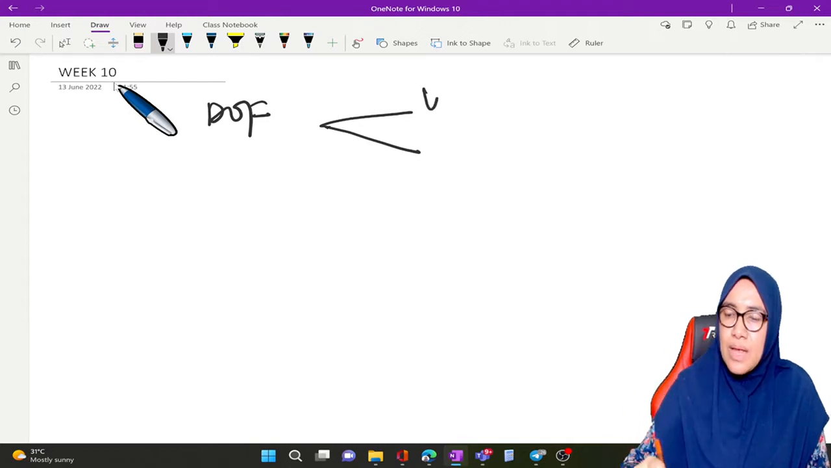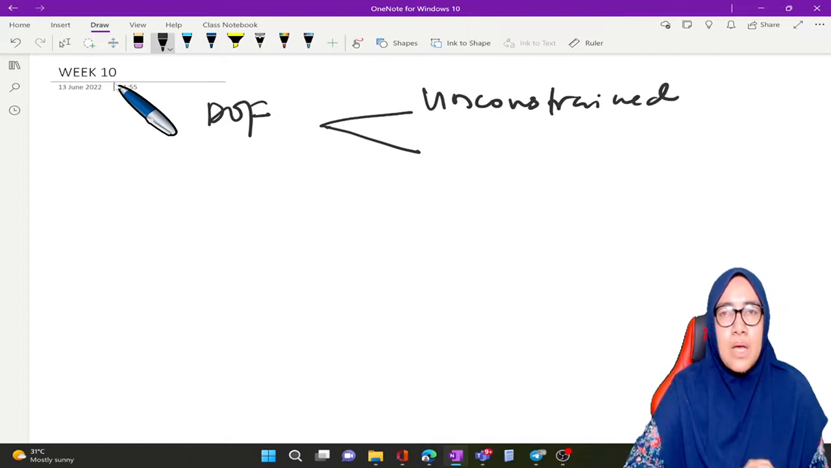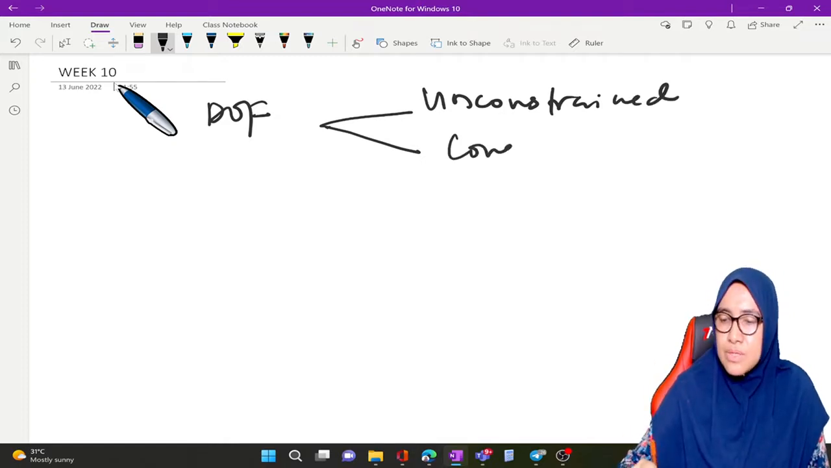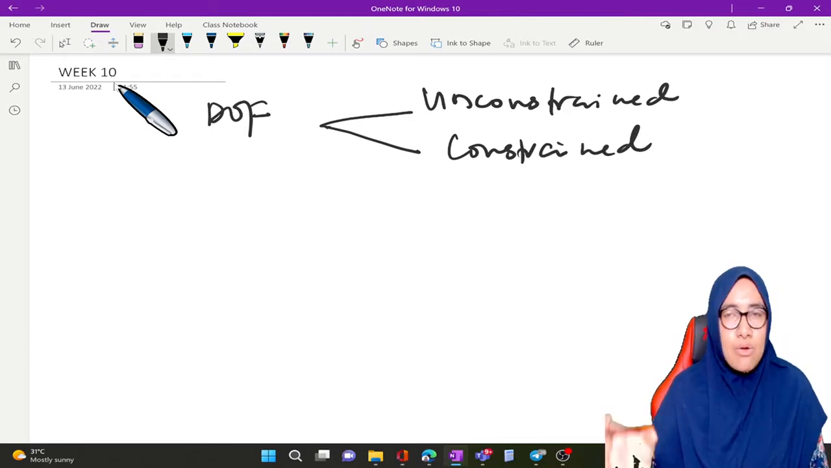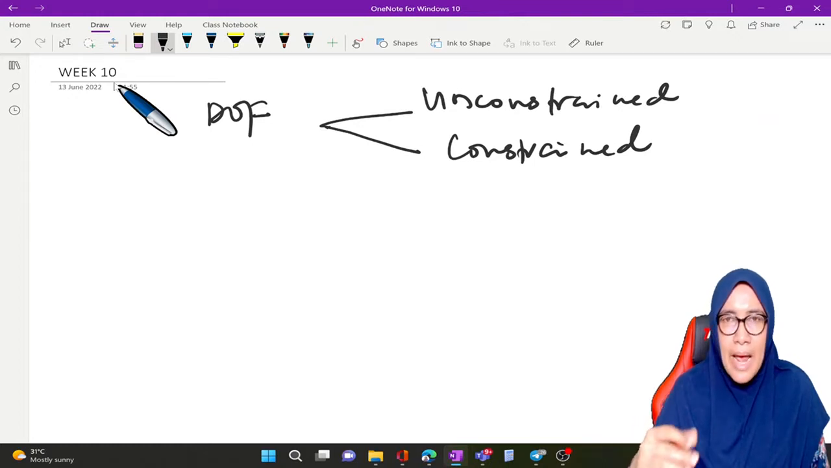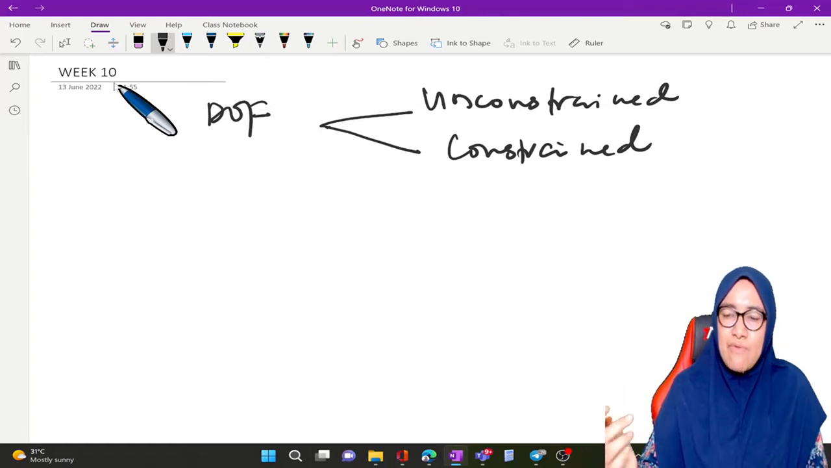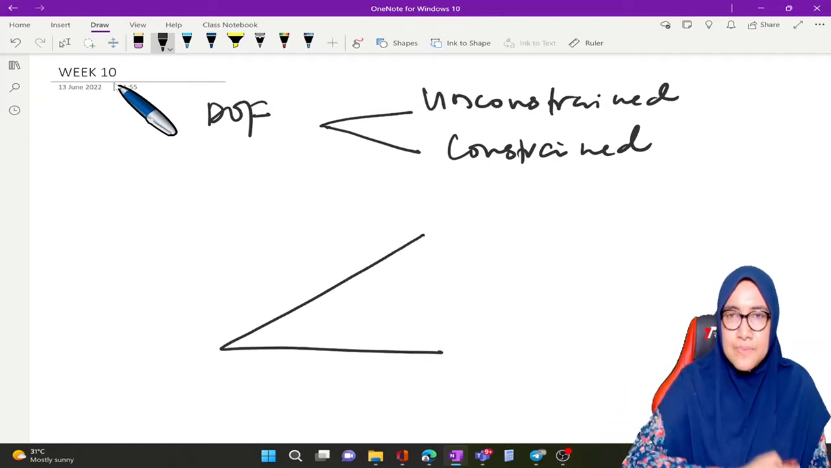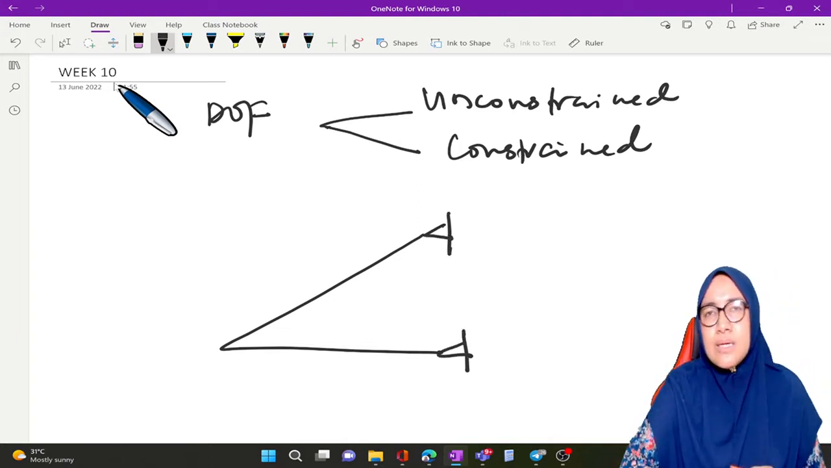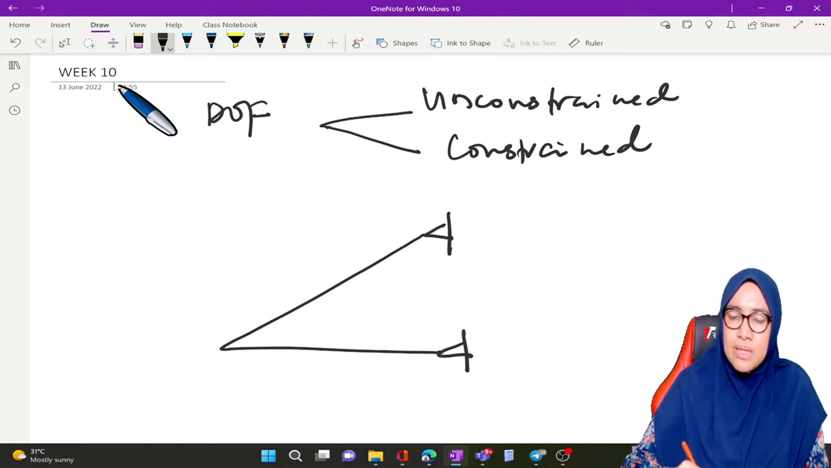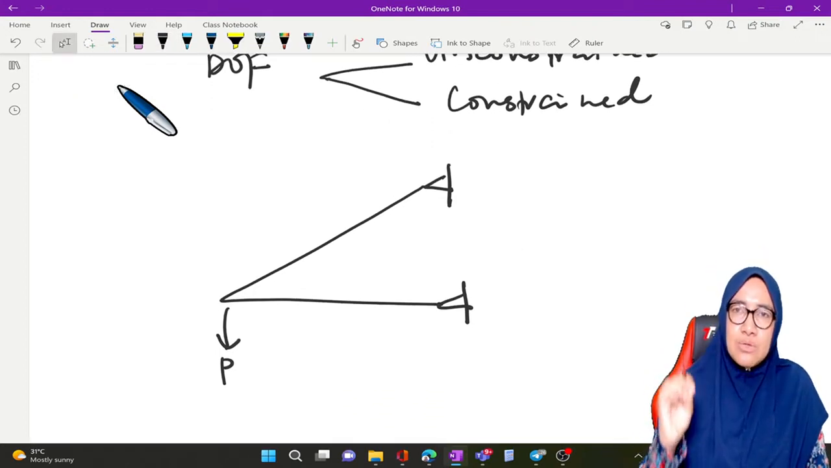Number one is called unconstrained. Number two is called constrained. For example, if we have one truss like this, it is a two-member pin-jointed plane truss. This is the force. This is two elements.